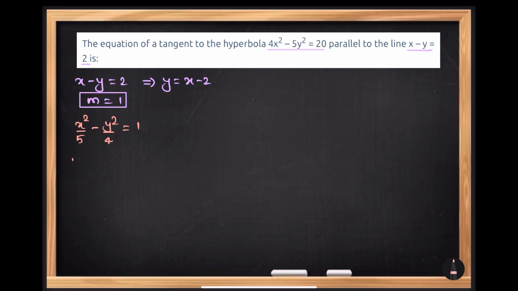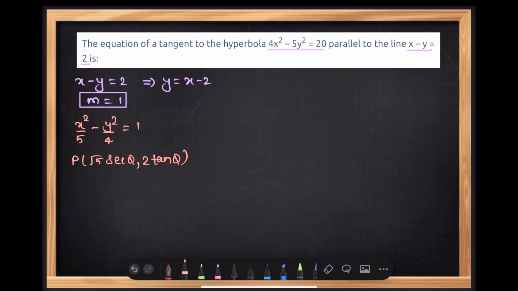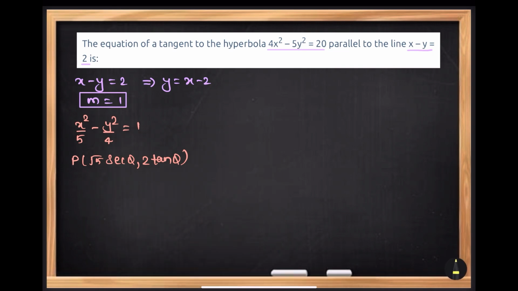Now I have to imagine a point. We will imagine it in parametric form. So it is root 5 sec theta comma 2 tan theta. This will be changed into sec square theta minus tan square theta equals 1. Comfortable? Now what we got? We got a point on the curve. If we have a point on the curve and we have to write down the equation of tangent to it, we used to do T equals 0. Correct?